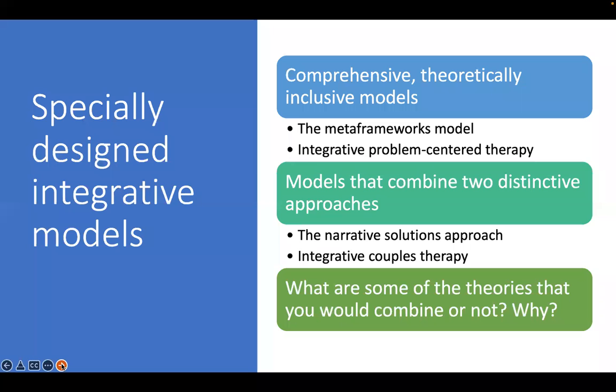And then integrative models. So these are comprehensive, theoretically inclusive. These have two distinct approaches. So narrative solutions approach, the integrative couples therapy. These are two approaches that have been essentially created into a new approach, but they are intricately integrated, taking the theoretical foundations of both and melding them together.